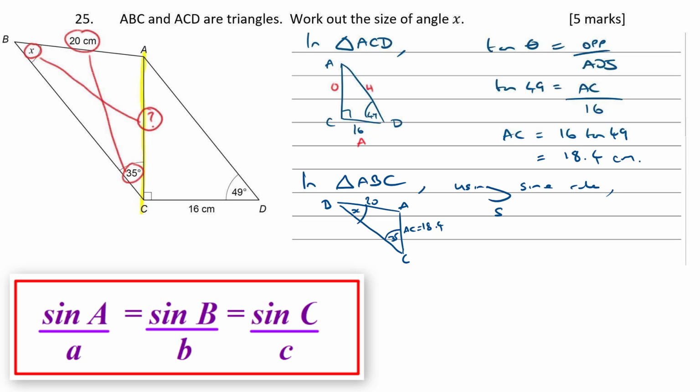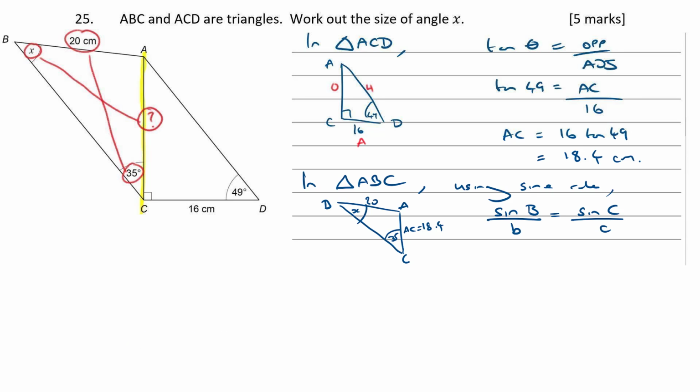I'm going to start with the angles at the top then. So sine B over b is equal to sine C over c. Now the way we label these up is that the sides opposite the named letters are the lowercase version. So that's c there, and AC is going to be my b in this case. Okay, so now I know what to sub in.